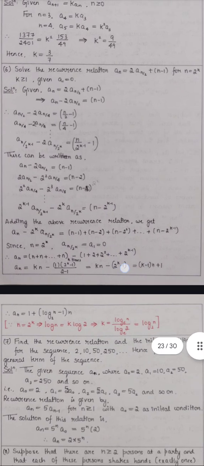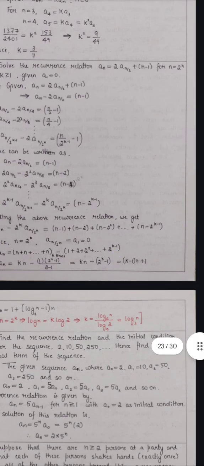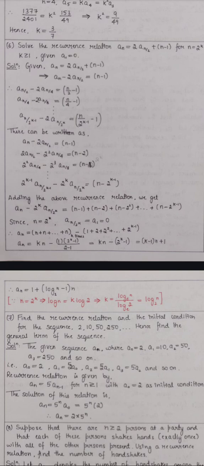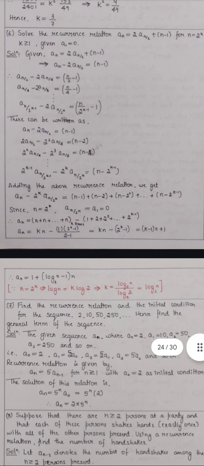Solve the recurrence relation an = 2a(n/2) + n - 1 for n = 2 power k, k greater than or equal to 1, given that a1 is 0. For this, an = 2a(n/2) + n - 1, that gives you an - 2a(n/2) = n - 1. So n - 1 is your function.